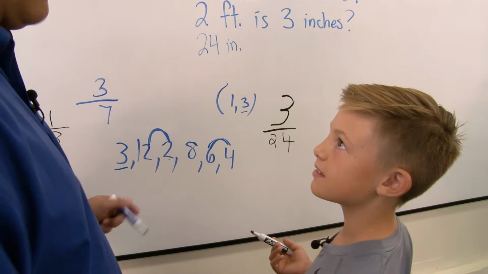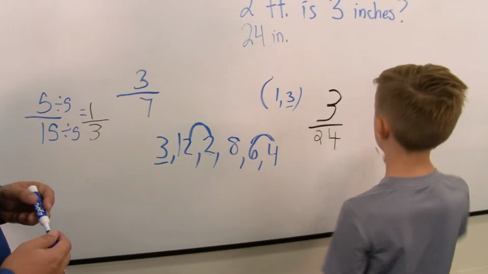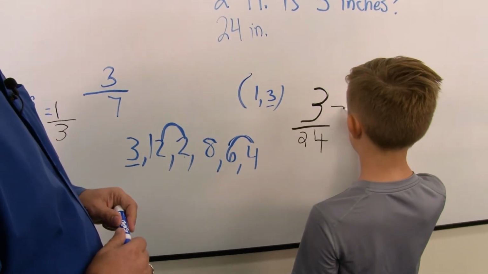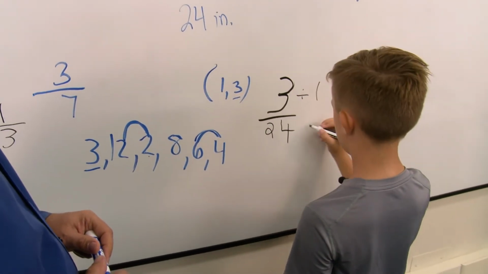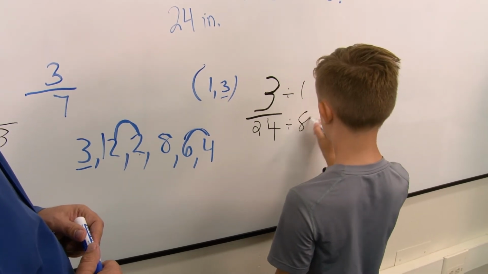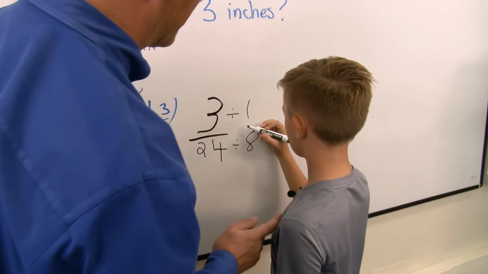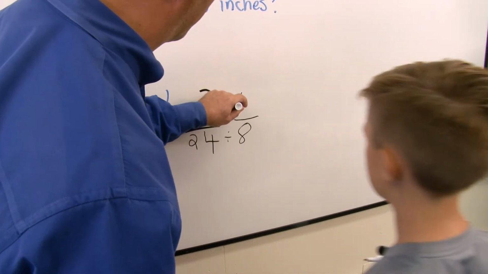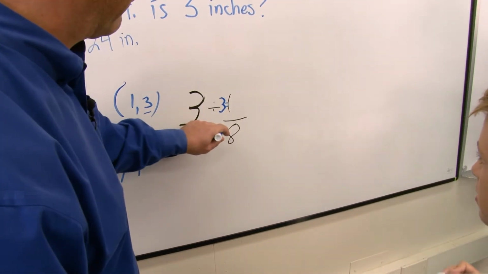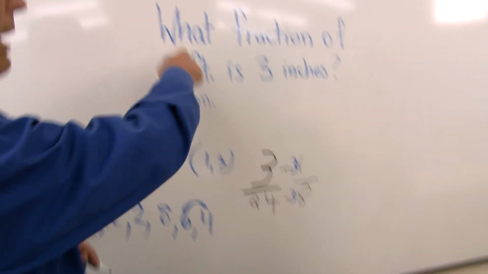3. So like we did here, divide each of those numbers by 3. 1. Good. So what we'll do is we'll put, because you did this in your head and some students might not, 3 divided by 3 is 1, 24 divided by 3 is 8.